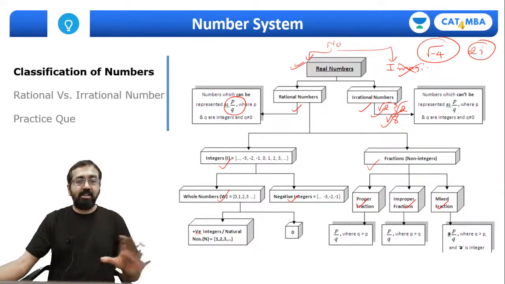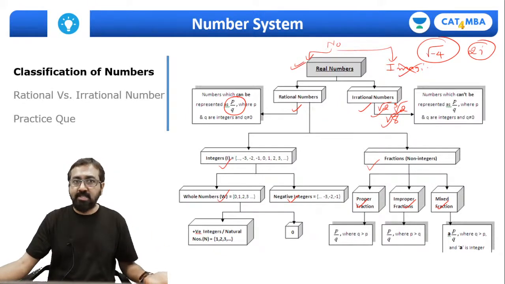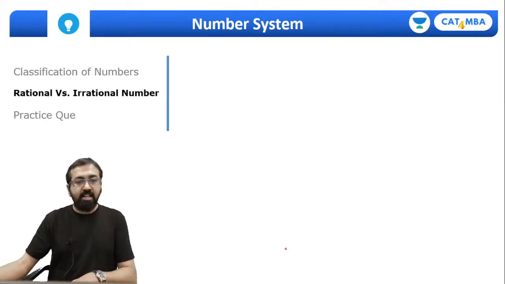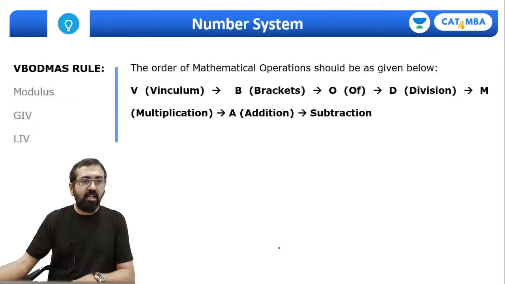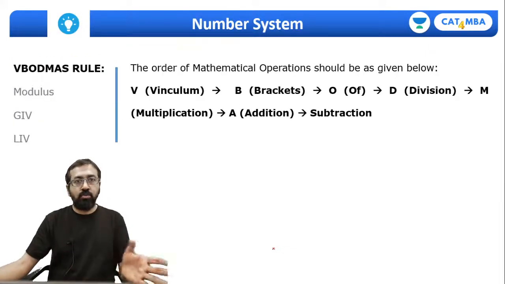We had a detailed discussion on these concepts in the previous session. In case you missed that session, you can quickly review that particular video and you can understand these concepts. Rational, irrational numbers, we had understood that in detail. We had solved a few questions as well, right? Bodmas rule, so understand this rule.